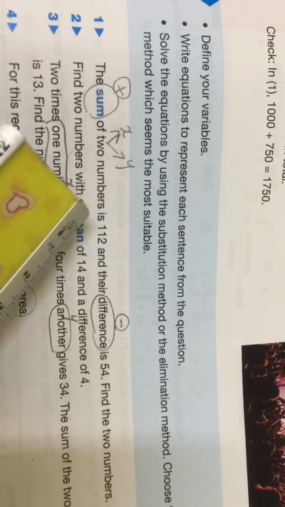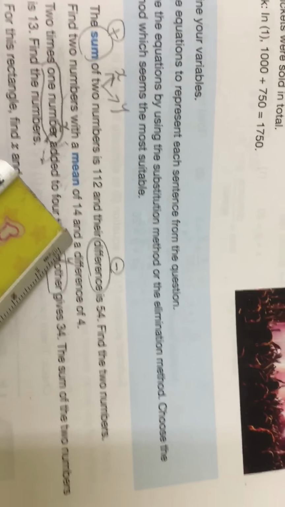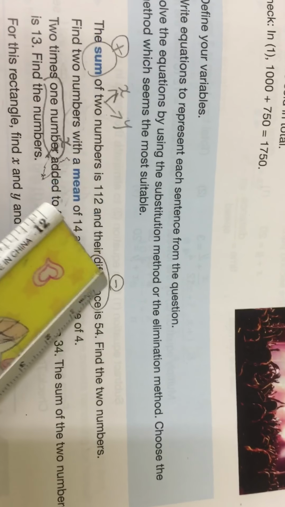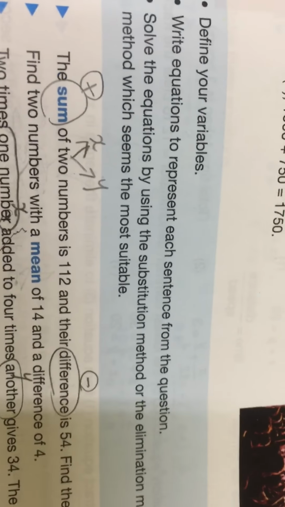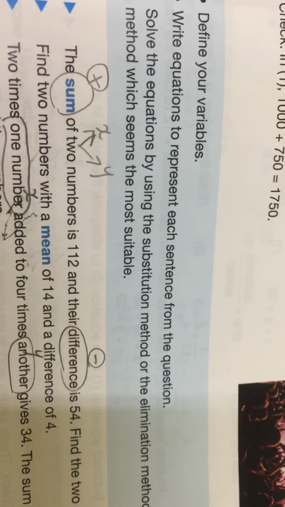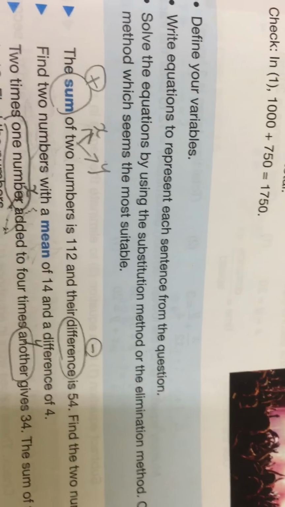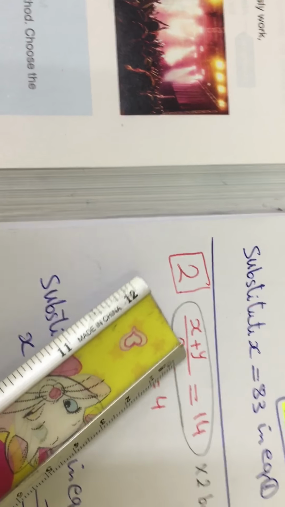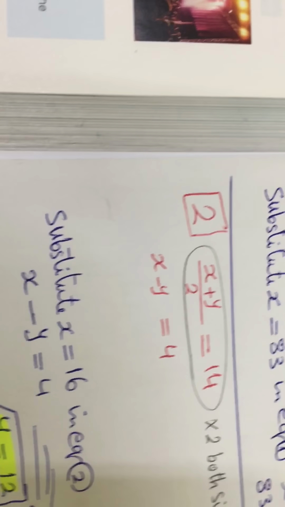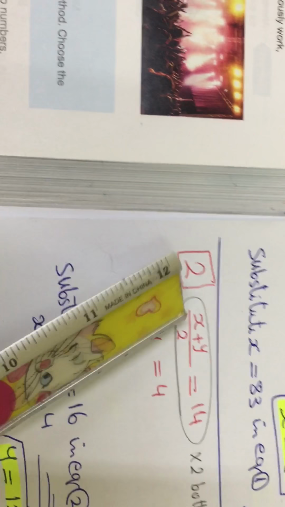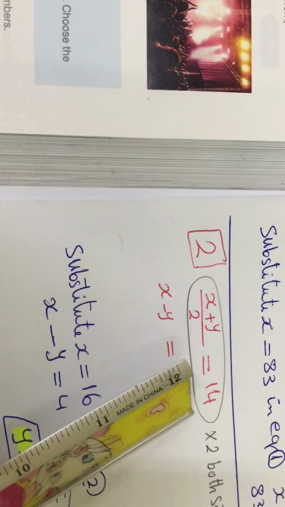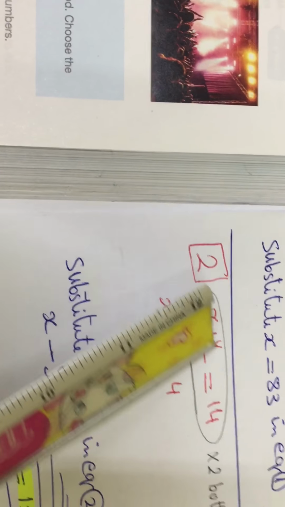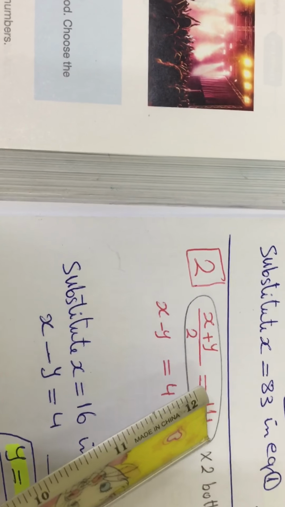Find two numbers with a mean of 14 and a difference, and we said what does it mean by difference? Subtraction, of 4. Okay, so he talks about two numbers. I let the first number x and the second number y. He said the mean of the two numbers, so I'll add the two numbers and divide by 2. The mean of the two numbers equals 14, so x plus y divided by 2 equals 14.